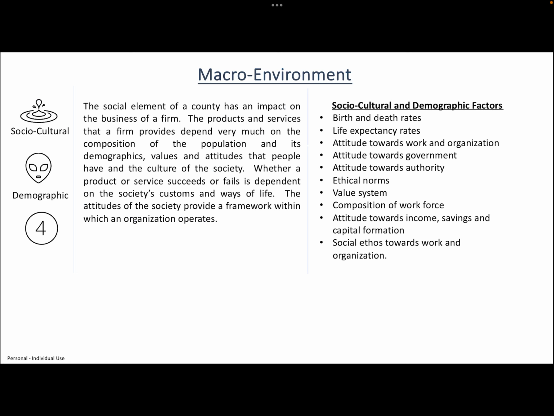That's why it is very, very important to know socio-cultural and demographic factors. What are those factors? Birth rate and death rate, life expectancy, attitude towards work and organization, attitude towards government, attitude towards authority, ethical norms, value system, composition of work culture, attitudes towards income, savings, and capital formation, social ethos towards work and organization. These are all socio-cultural and demographic factors.